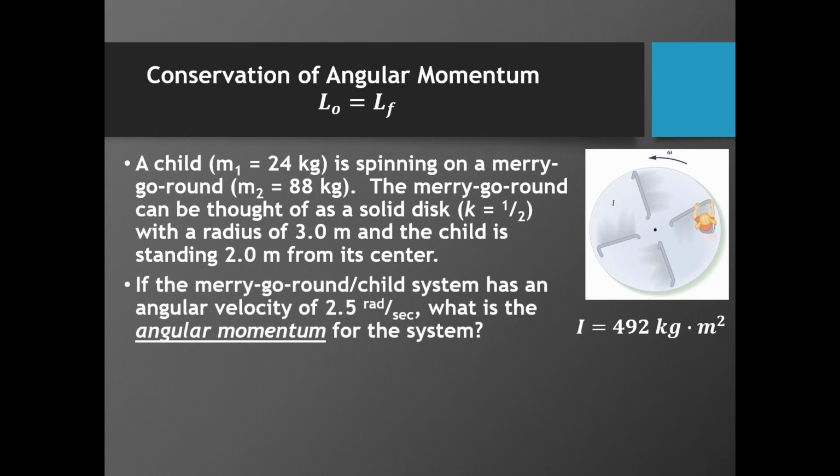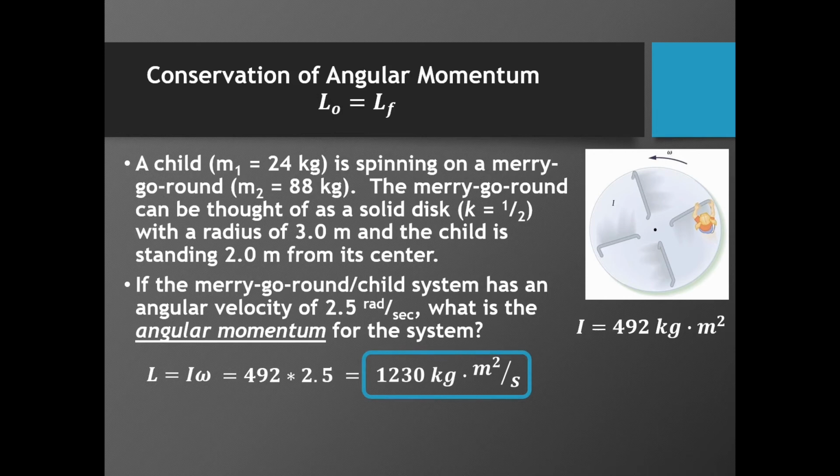Now, if the merry-go-round and child system has an angular velocity of 2.5 radians per second, what's the angular momentum? Simply put, we take the moment of inertia times the angular velocity, and that gives us 1,230 kilograms meters squared per second.